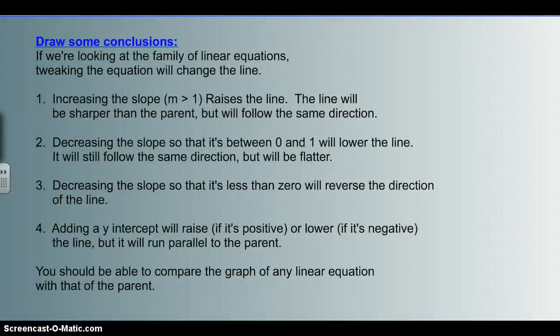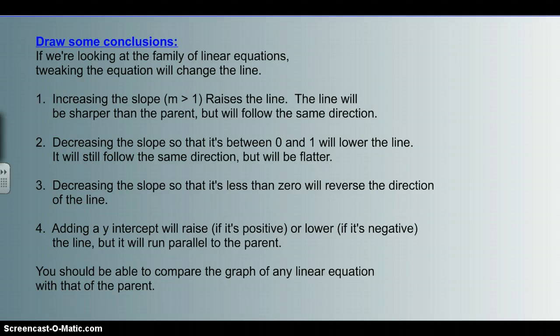So let's draw some conclusions here, and these you should really understand. If we're looking at a family of linear equations, tweaking the equation will actually change the line. Okay, so first case, if you increase the slope, if m is greater than 1, that's going to raise the line. It will be sharper than the parent, but it will follow the same direction. Decreasing the slope so that it's still positive, but it's between 0 and 1 will lower the line. It will follow the same direction, but it will be flatter.